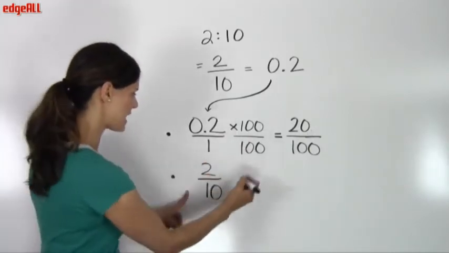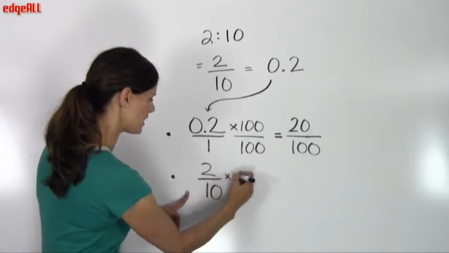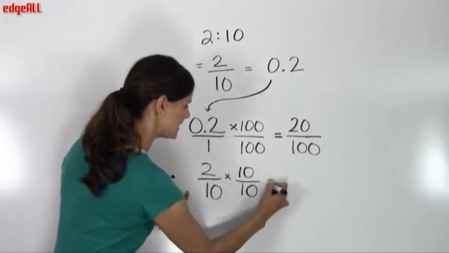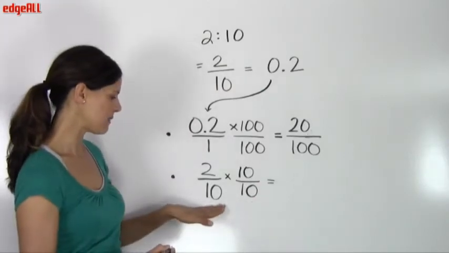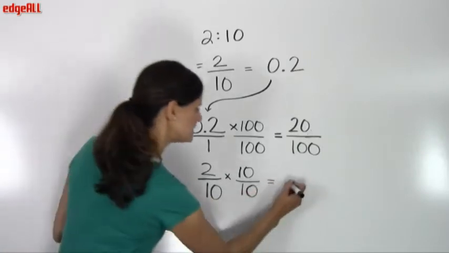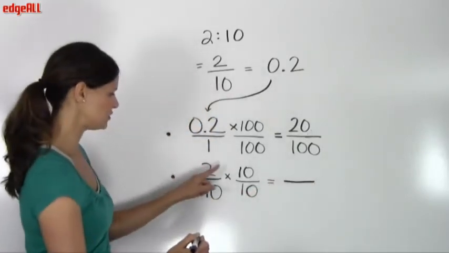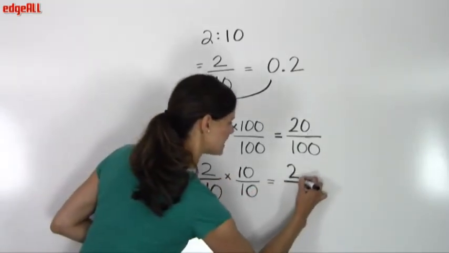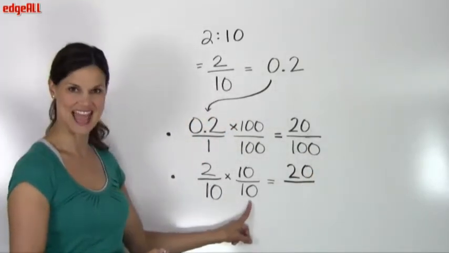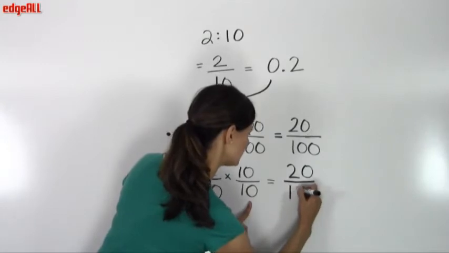Well, in the same way here as I multiplied by 100 over 100, if I multiply by 10 over 10, I now have in my denominator 10 times 10, which equals 100. So in the numerator, I have 2 times 10, 20. And in the denominator, I have 10 times 10, which is 100.